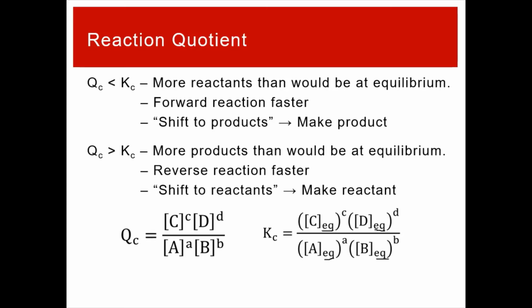If instead we have that Qc is greater than Kc, our system right now has too many products. There are more products in our mixture than there would be at equilibrium, so the reverse reaction will be faster. The shift will be to reactants, because we're going to increase the value of things in the denominator. You're going to make reactants as you move to equilibrium, and there will be fewer products at equilibrium than the current situation. So Qc lets us predict what direction the shift will be, and the direction of the shift informs how those concentrations are going to change.